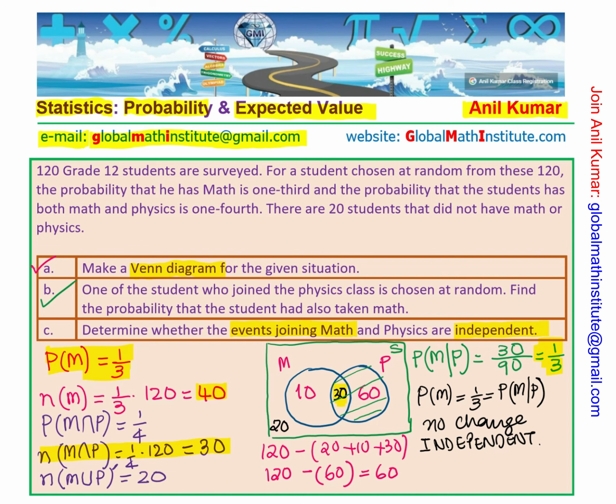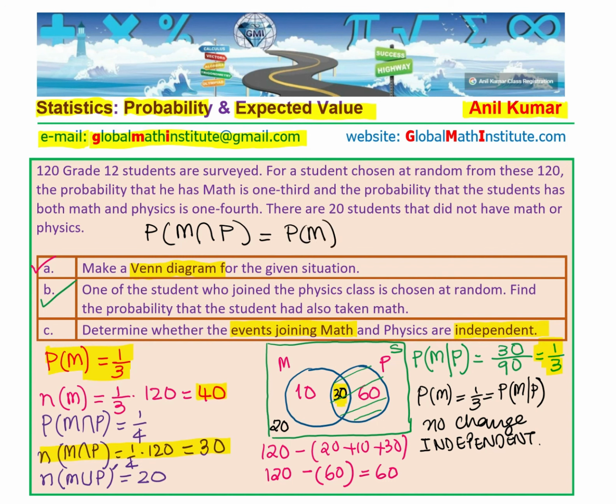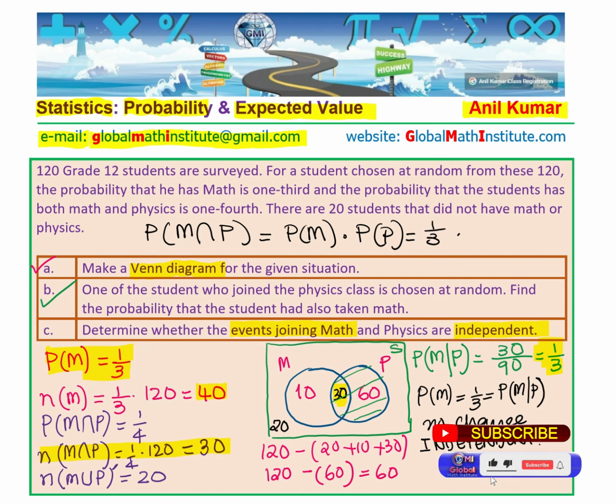Perfect. So that is how we show in this particular case very easily, without further calculations, that the events are independent. The other way could have been that you find the probability for the intersection of math and physics, right? That should be equal to probability of math times probability of physics, correct? And in that case also you'll find probability of math is one third, right? And what is the probability of physics? 90 out of 120, correct? Because there are 90 students who are taking physics out of 120, correct?